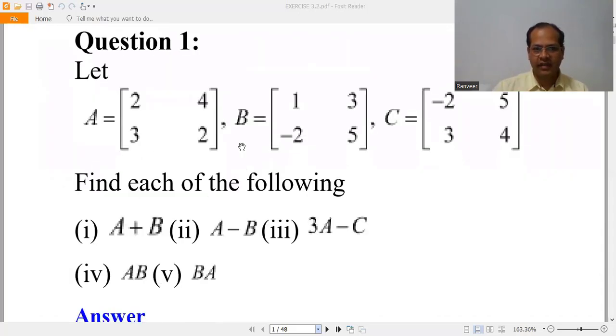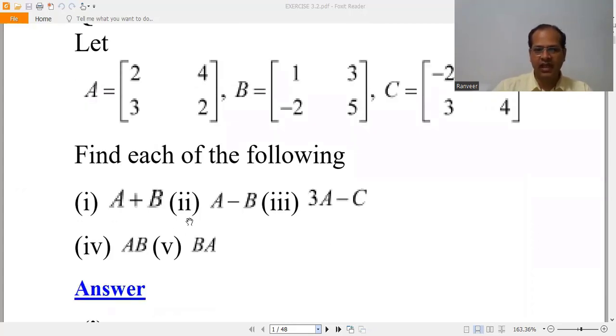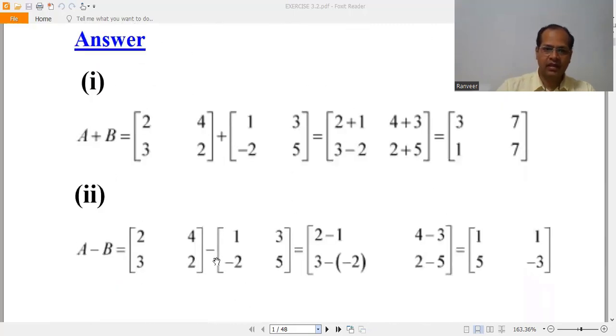Now, in this question, A, B, C are all 2×2 matrices. We have to find these five values: A plus B, A minus B, 3A minus C, AB and BA. So, to add the elements of A plus B, how can we add easily, and what is the result?